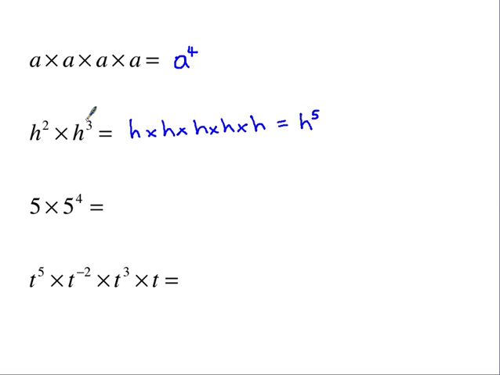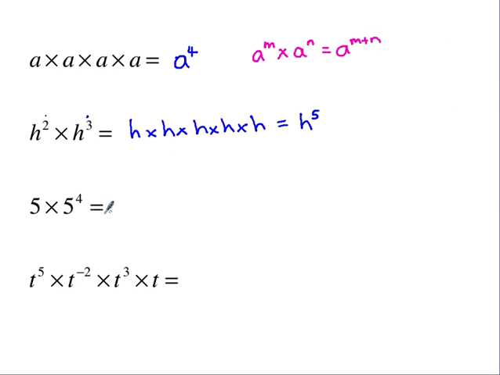So the rule is that where we've got the 2 and the 3 here, when I multiply two powers from the same base, I can add the two indices together. So 2 add 3 gives me 5. And if I'm just going to write that using a little bit of algebra, we'd say that a to the power of m times by a to the power of n equals a to the power of m plus n.